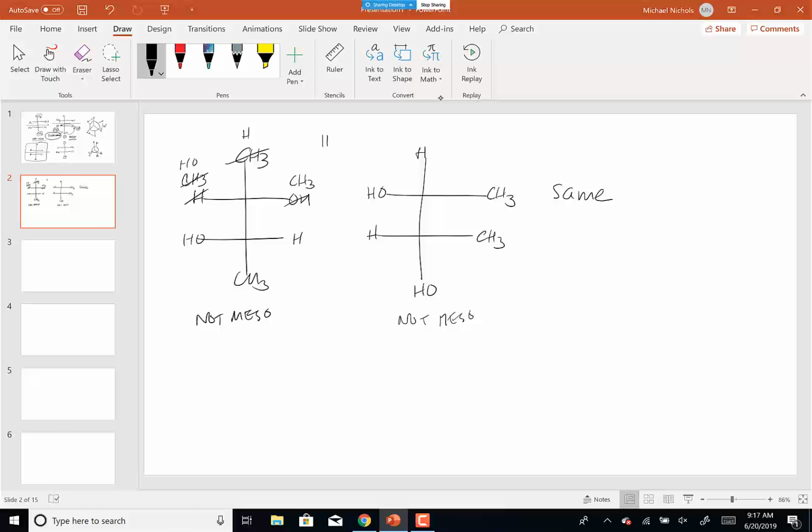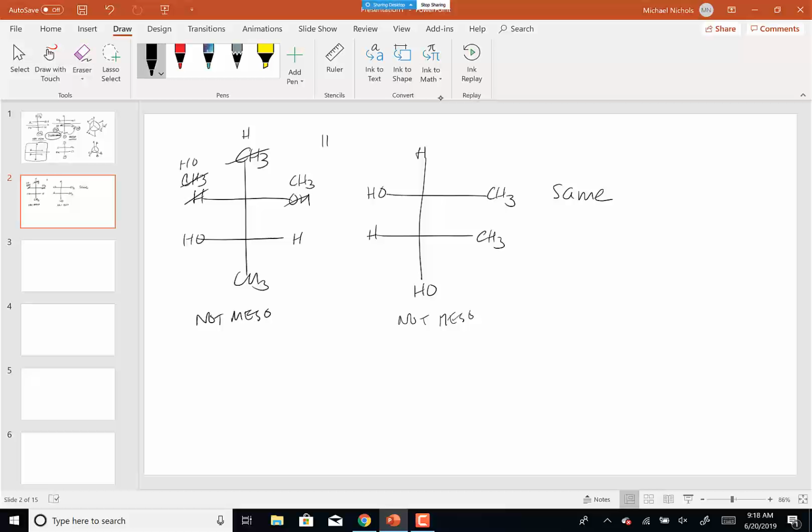How about the bottom one? Same. We agree it's the same.